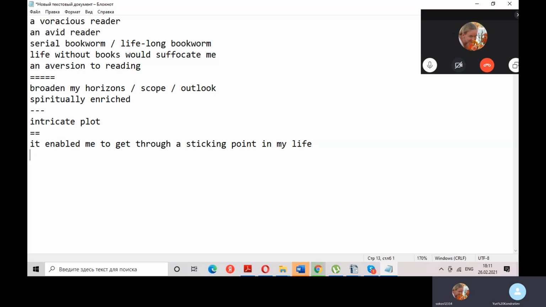Okay, so some abstract phrases for describing a book. You can say it enabled me to get through a sticking point in my life, or I managed to look at all my problems from a different perspective. Or you could say, and you also use here an emphatic sentence, it was not until I read this book that I realized that, and so, whatever you realized, depending on the plot.